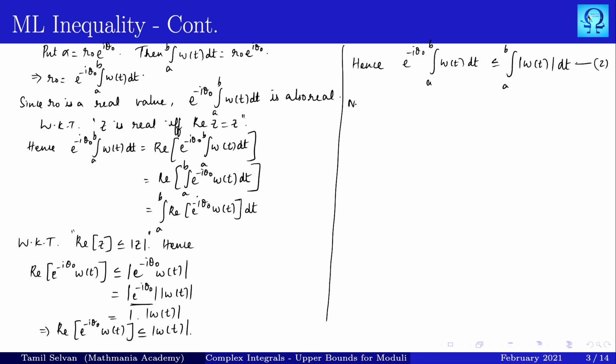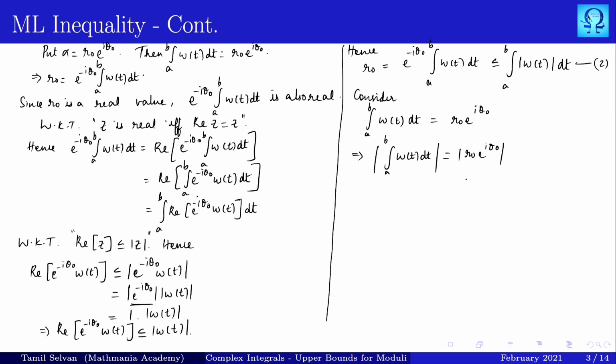Now, this quantity is equal to r naught, right? Hence, r naught is this quantity and this quantity is this quantity. Consider integral a to b w of t dt, which is r naught e to the power iota times theta naught. So from which what I get is integral a to b w of t dt is absolute of r naught e to the power iota times theta naught.